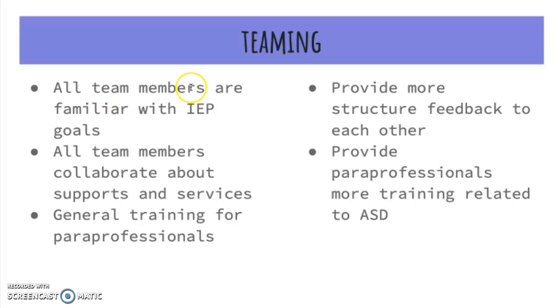The last section I'm going to be talking about is teaming. I noticed right away that all team members were familiar with the students' IEP goals, and those individual data binders really helped with that. I recommend teachers sit with their paraprofessionals and review all goals at the beginning of the year. This is a great opportunity for the staff to ask questions and really understand what each goal is measuring. So that is extremely important for all team members to be familiar with the IEP goals.